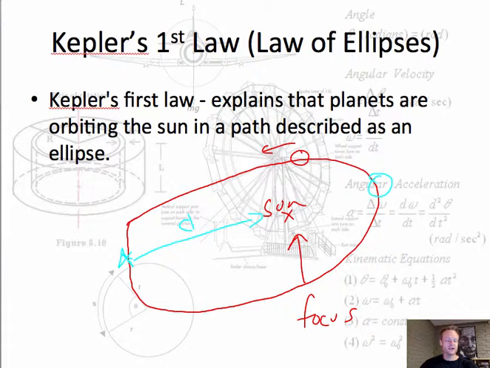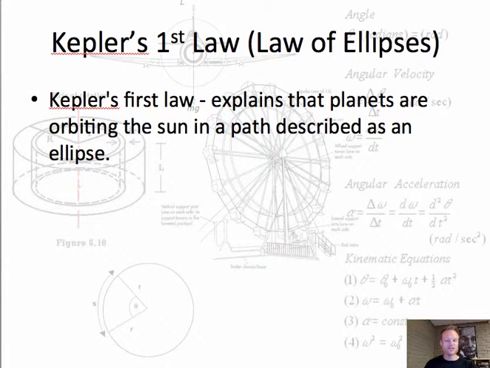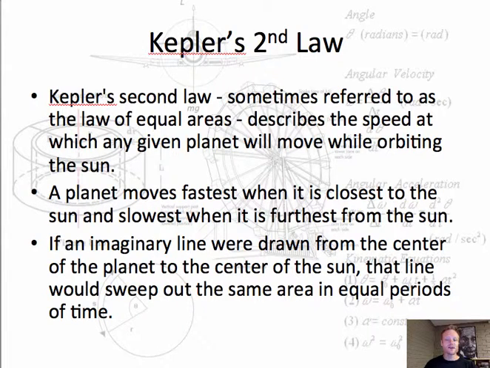What's Kepler's second law, you may say? Well, that's a great question. Kepler's second law deals with the amount of area a planet sweeps out as it orbits around the sun. I have a picture that will help show this in just a second, so hang with me if this text confuses you. Kepler's second law is sometimes referred to as the law of equal areas. And it describes the speed at which a planet will orbit around the sun.